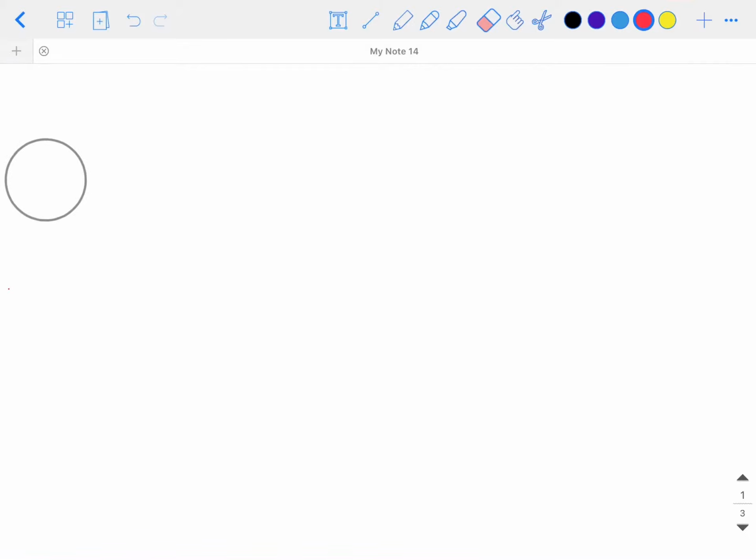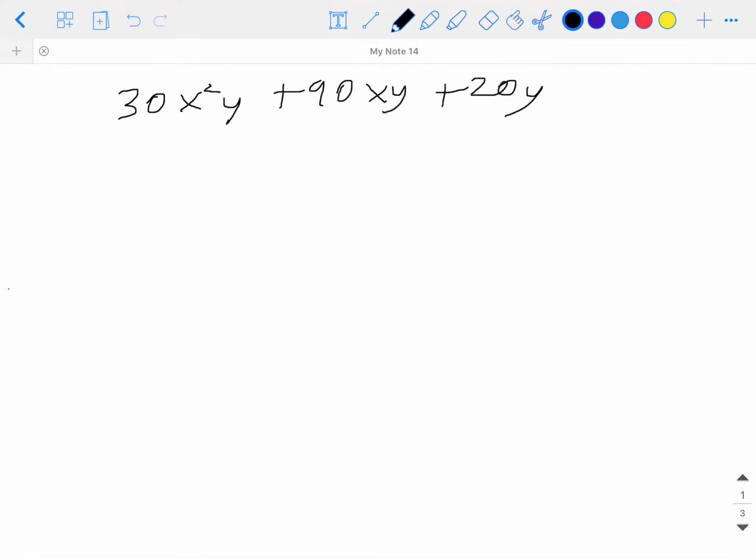Moving forward, so say that I have a polynomial like 30x squared y plus 90xy plus 20y. And again, our goal is to factor completely. So we got 30, 90, and 20. It seems a little bit suspicious that they all have 0s together.